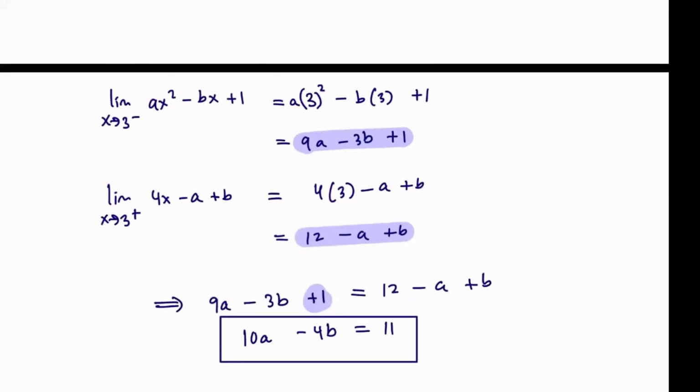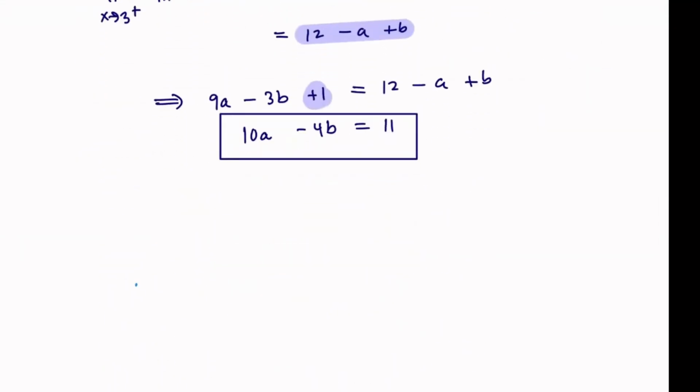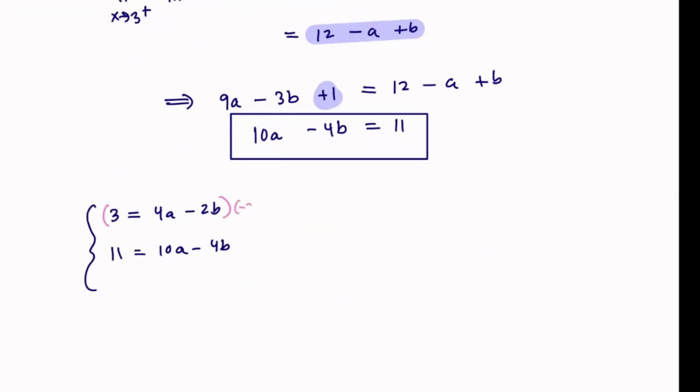And now I take this equation and the equation we obtained above, and create a system of equations to solve for a and b so that these conditions are satisfied. So now we have a system of equations. We have this one, then we have 11 equals 10a minus 4b. And now we can solve for a and b. All right, you can do it multiple ways. I'm going to go ahead and try to get rid of the b variable first. So I will take my equation 1 and multiply by a negative 2.